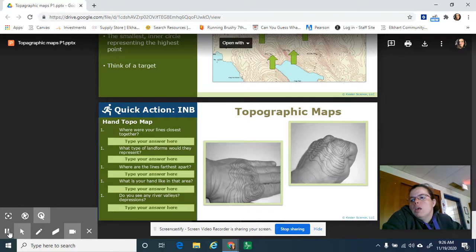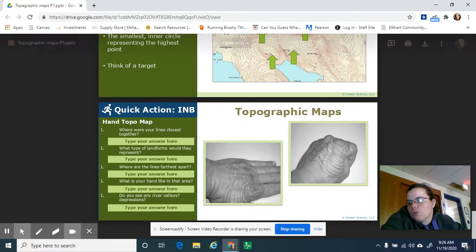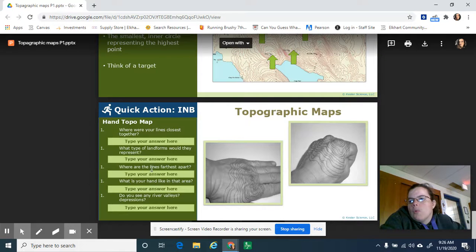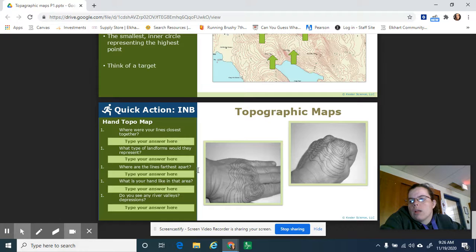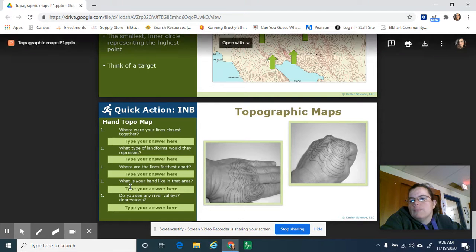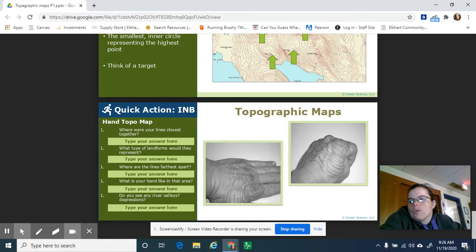Now, in this picture, the man drew circles on his hand when it was in a fist, and he opened it up right here. What lines are closest together? Where are they located? What type of landforms do you think they would represent? Where are the lines furthest apart on this hand? Is your hand or this hand like that in the area? Okay. And do you see any river valleys or depressions? Okay. If so, where?